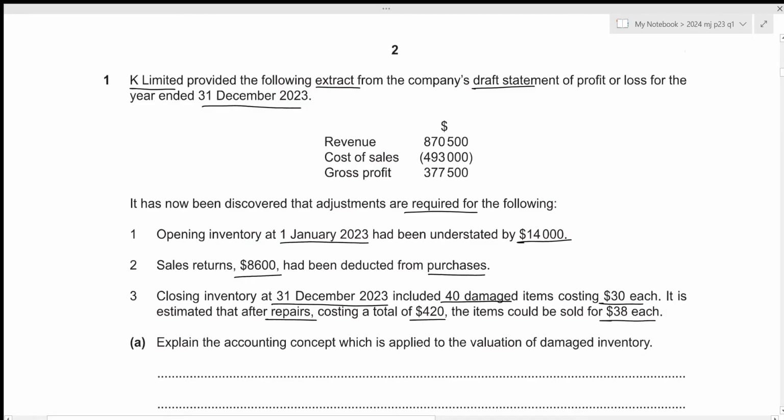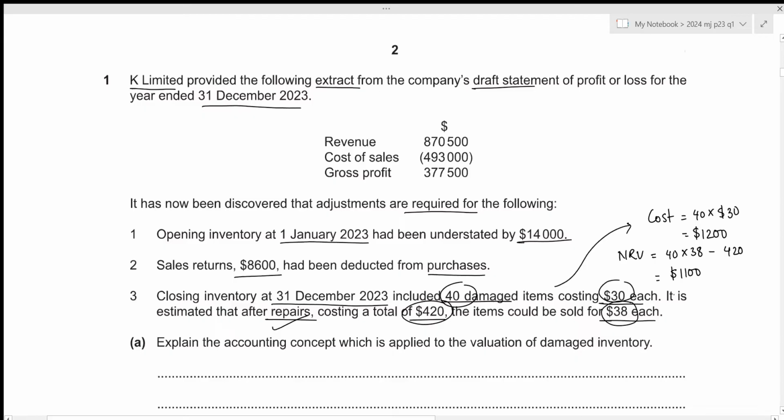Alright, so for the closing inventory, we can first calculate the cost. There were 40 damaged items costing 30 each. So the cost of these damaged items would be 40 times 30, which results in the value of 1200. Now we know that it would also require repairs, after which they could be sold for 38 each. So we can calculate the net realizable value. That is just going to be the new selling price, which is 40 times 38, minus any repairs cost, which in this case is 420. So this will result in the net realizable value being 1100.